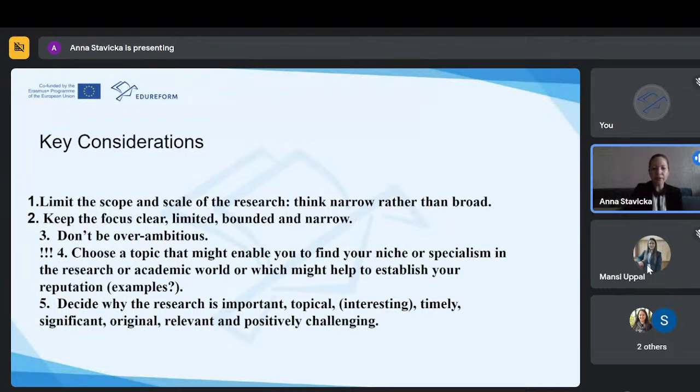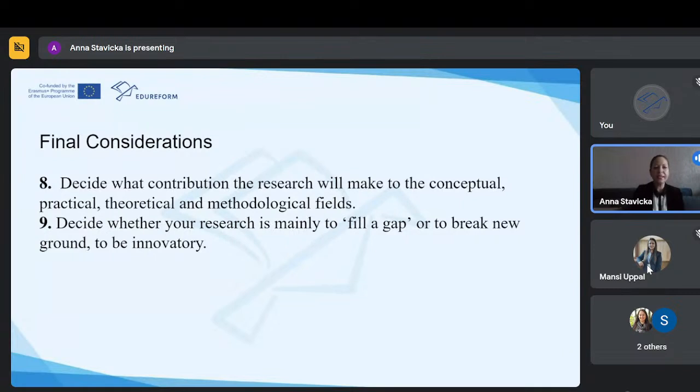Is it relevant? Is it timely? Etc. So, decide what contribution the research will make to the conceptual, practical, theoretical, and methodological fields. Yes, so you need to contribute to this knowledge community through addressing those key points. Decide whether your research is mainly to fill a gap or to break new ground, to be innovatory. This is very important.